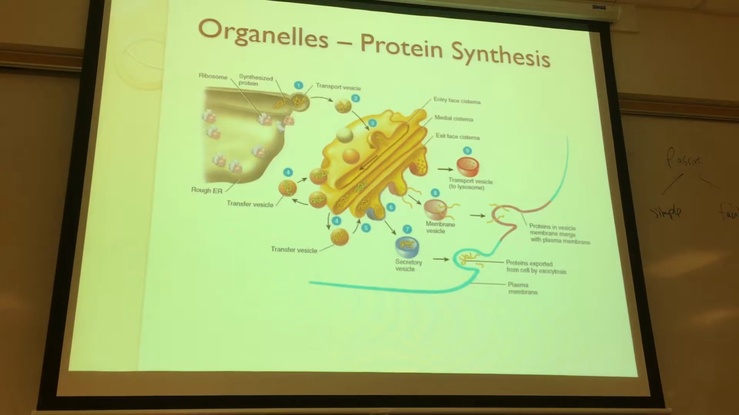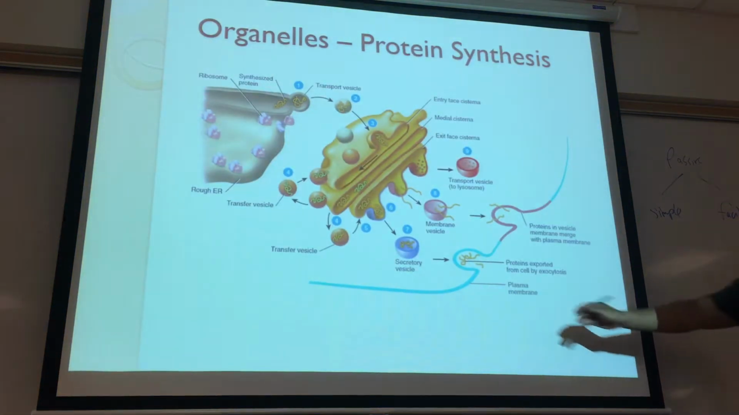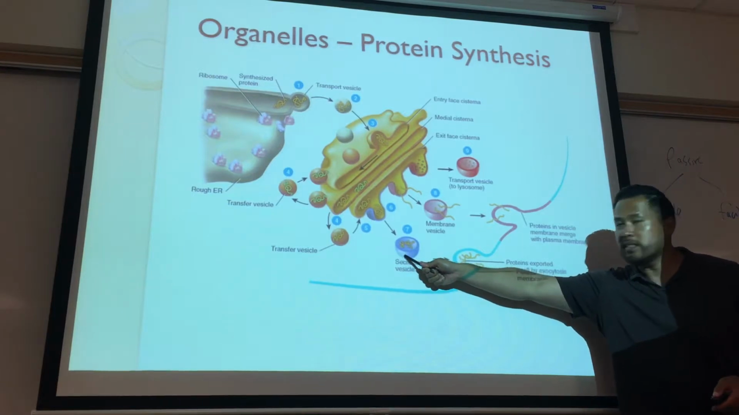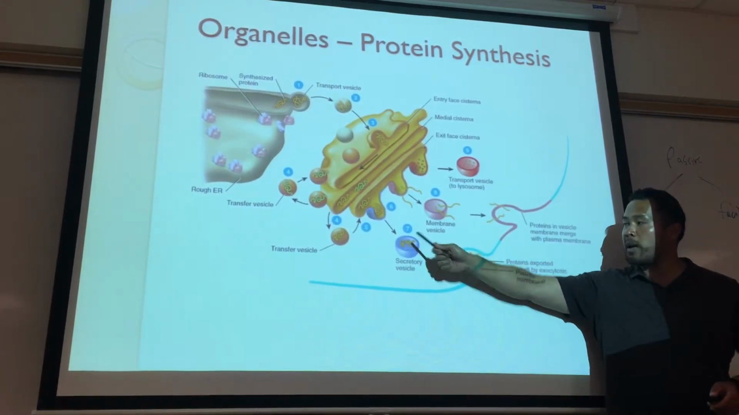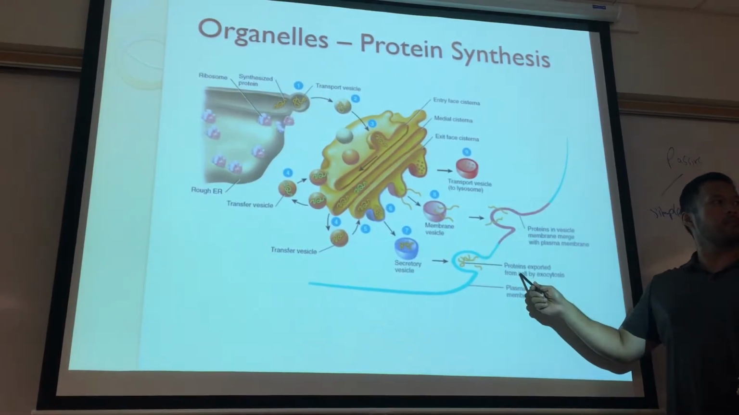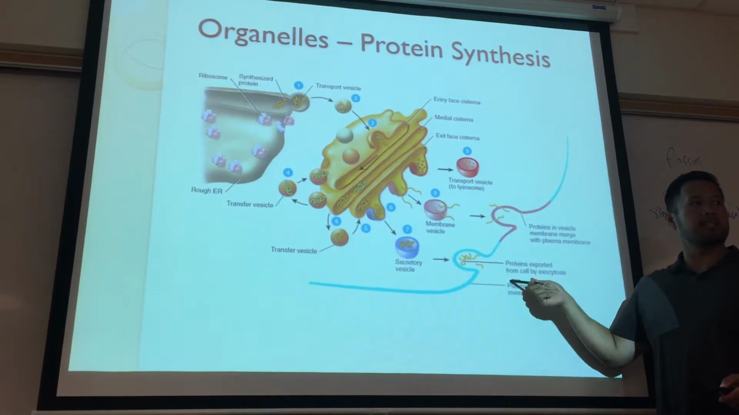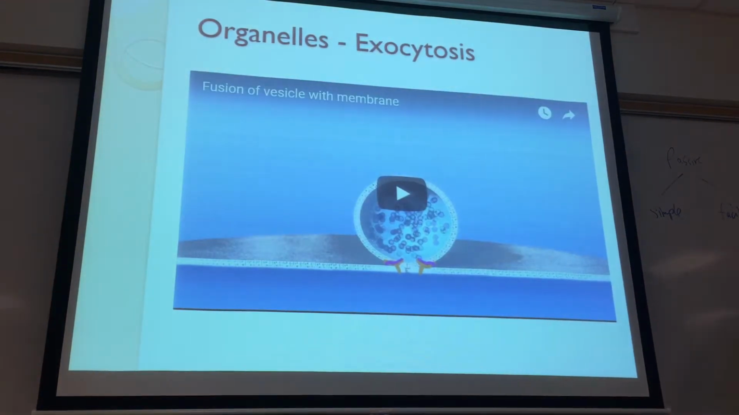So with that, let's take a look at that example. So if I were describing this path right here, the secretory vesicle, this is an example of exocytosis. This is where the protein that's made and packaged by the Golgi apparatus makes its way out of the cell. Exocytosis, the exit of that protein. And this is a video showing you how that's done.